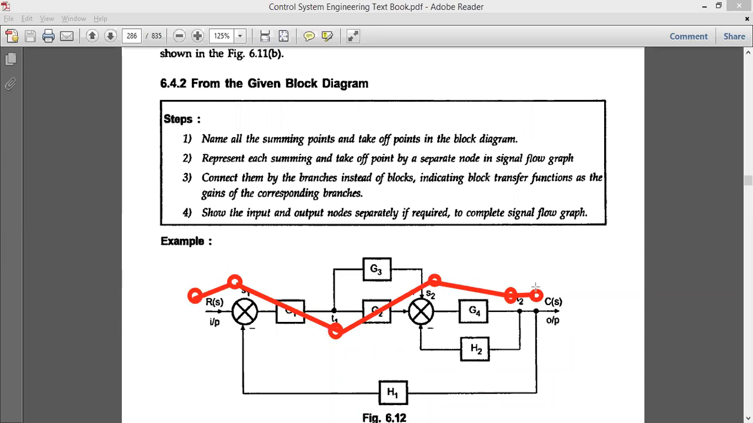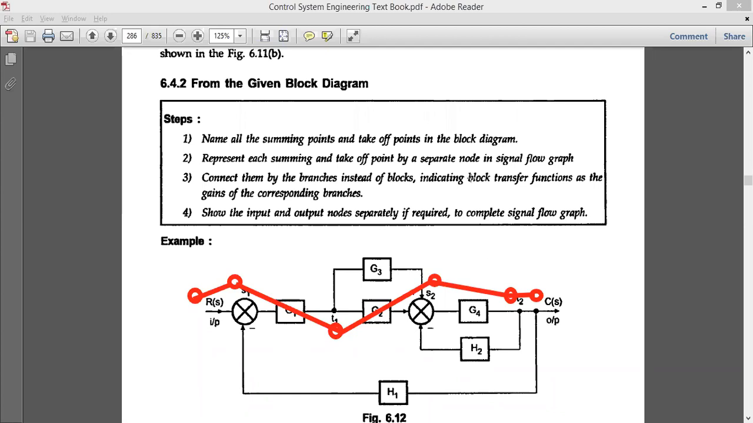So this is nothing but point number 3, which says to connect all the points together. This is the first step. So I have simply joined all the dots, all the nodes. After that, you need to represent the blocks. Now you can see here, between a summing point and the takeoff point T1, you have a block called G1. So what you should do is indicate the block transfer function. The transfer functions were G1 here, G2 here, G3, G4 and H2, and here it is H1.